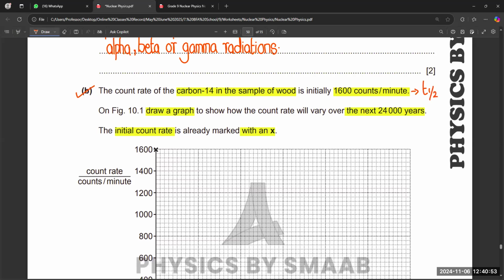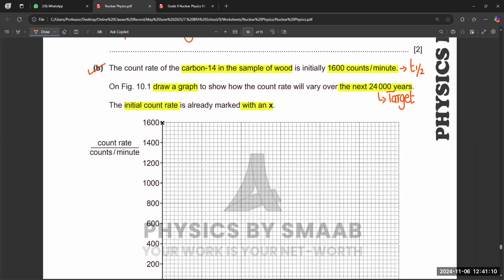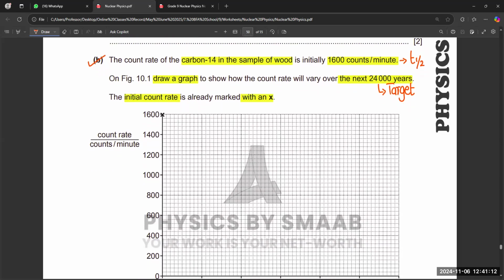This is the half-life and this is your target. Targeted value. So you need to count a total of 25,000 years, and then you need to identify after how many years, or how long it will take to get a new value using this half-life.